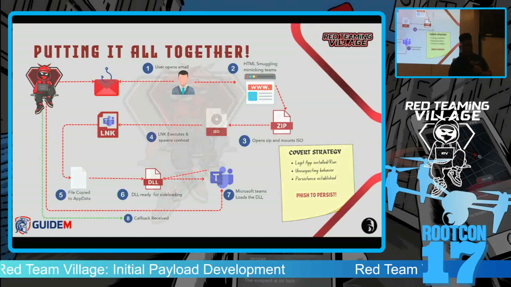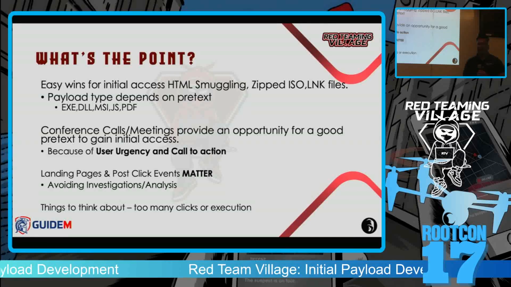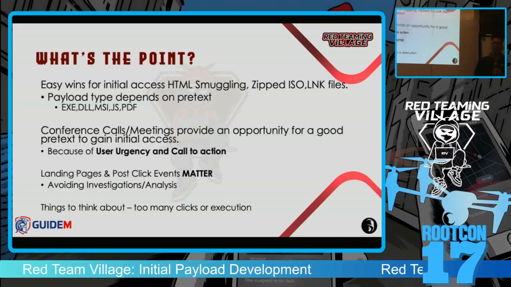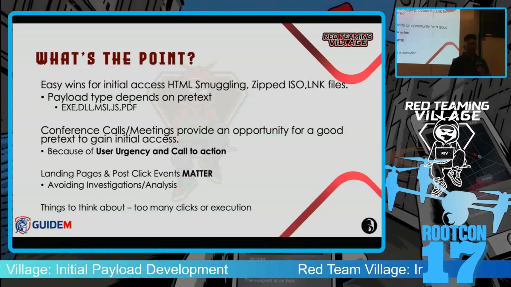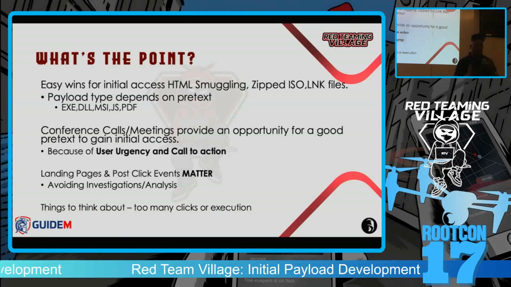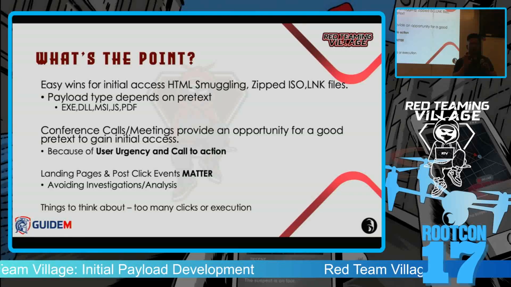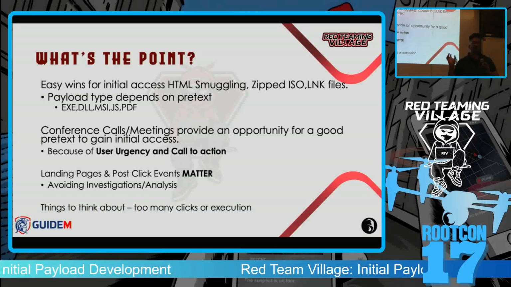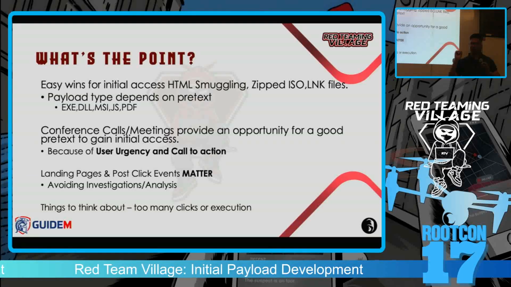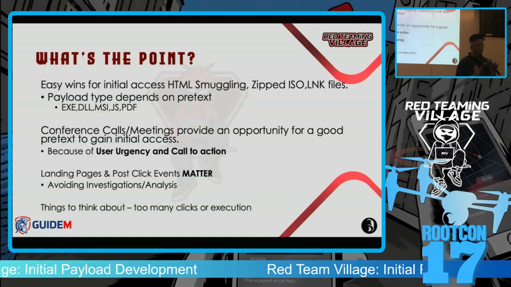Alright, so what's the point of all of this? The point is that easy wins for initial access are HTML smuggling, zip, and ISO. One key thing to consider is that if you make it too complicated, like a password protected zip file with PDF, multiple clicks will turn the user away. If you can go with fewer clicks, like a signed binary, very straightforward, that's probably going to get more victims. However, it might not evade security controls.